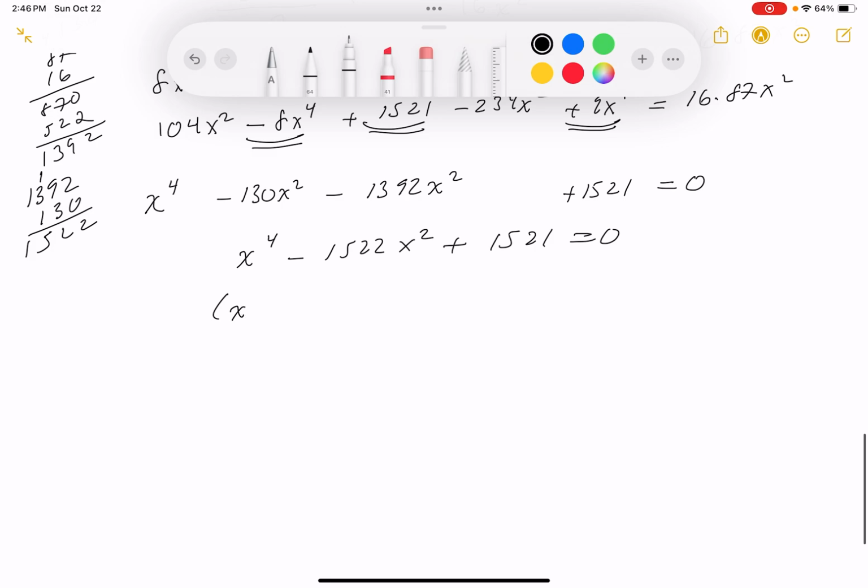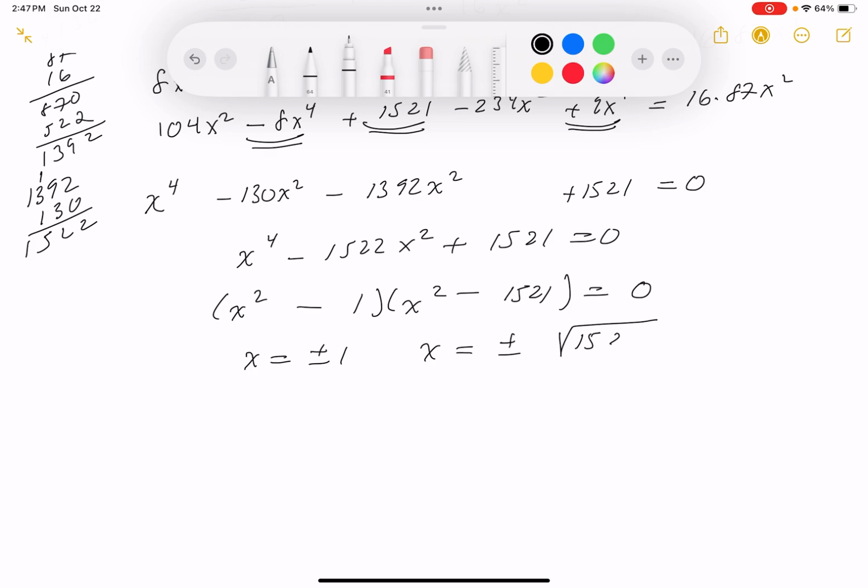I'm seeing this as x squared, 1521, and 1, minus minus. That works out beautifully. So x equals plus or minus 1, and x equals plus or minus the square root of 1521.